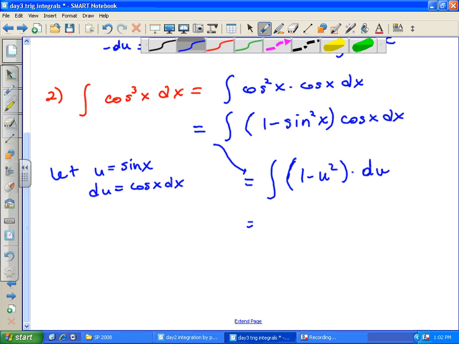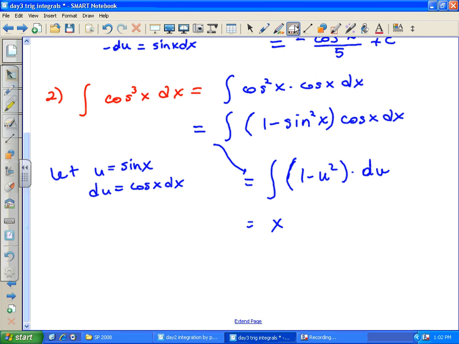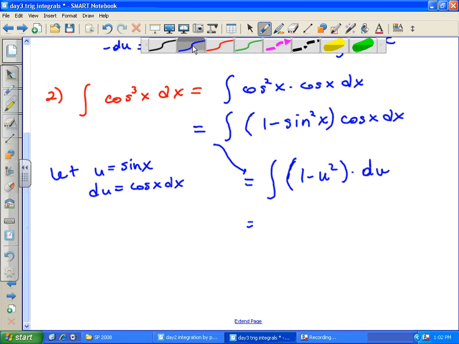Now, could I say the integral of 1 is x? Could I say that? Be very careful. Usually we say that, but now what is our variable? Our variable is u, right? You're integrating 1 with respect to u. So what should it be instead? The integral of 1 with respect to u is u. Minus the integral of u squared with respect to u, that will be u to the third over 3, right?